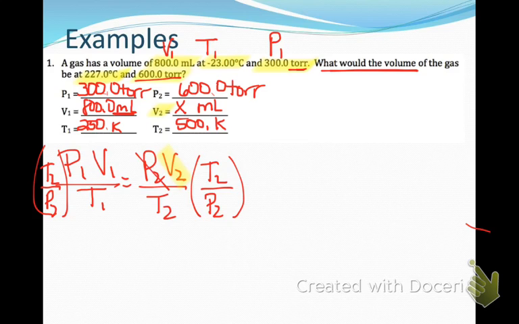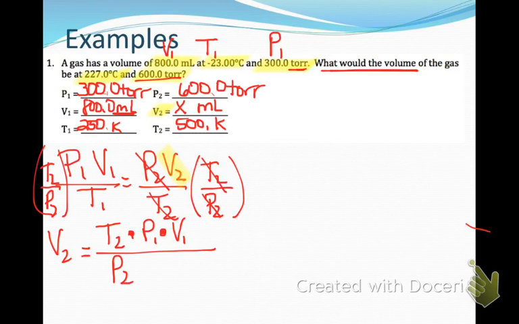Okay. So that way this cancels and this cancels. I like it when my variable, my unknown, is on the left-hand side, so I'm just going to switch them. That's fine. T2 times P1 times V1, and that's multiplied, is over P2 times your T1. So let's plug in our values.